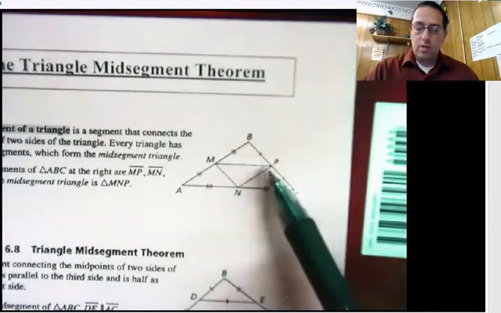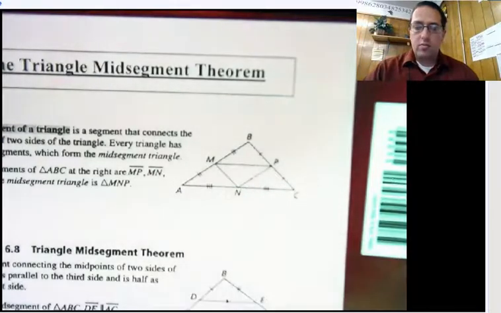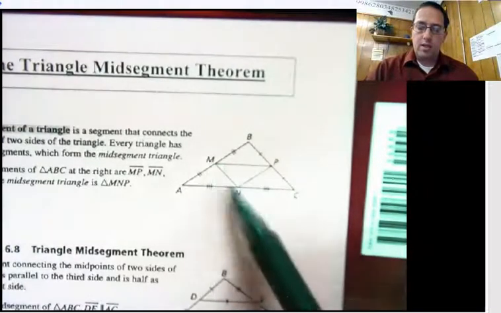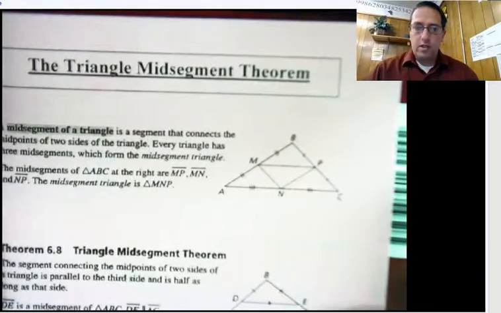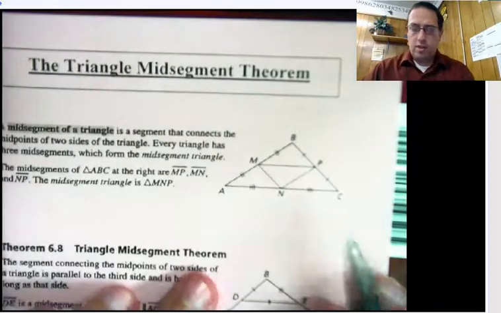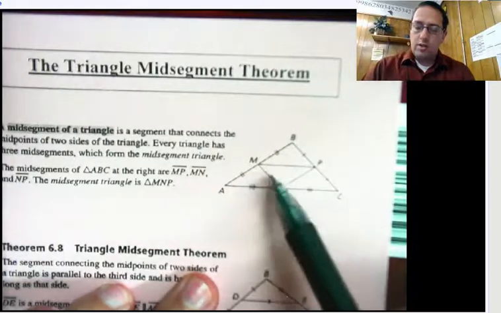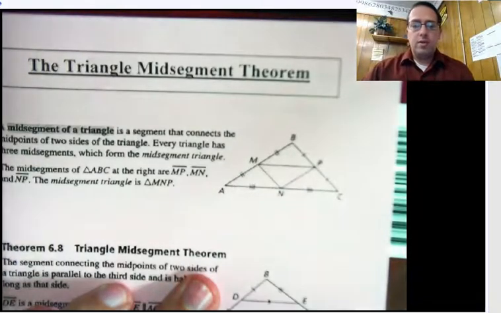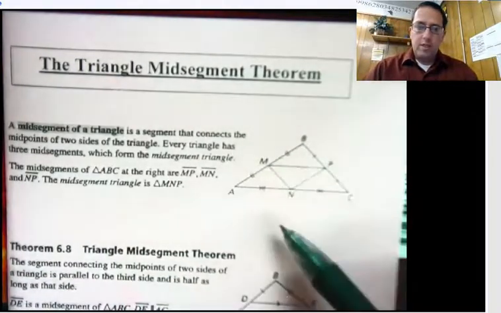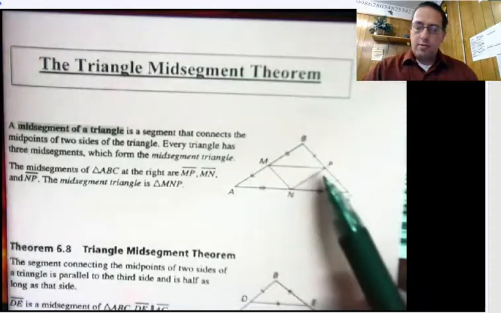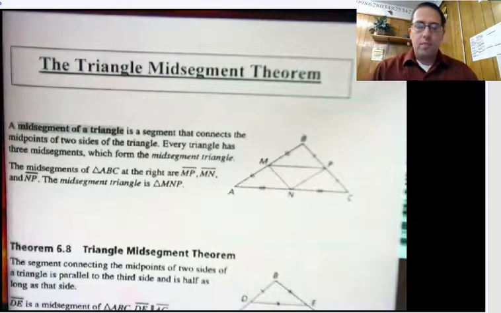N is also a midpoint, so we have more midsegments there. NP is a midsegment, MN is a midsegment. These are all midsegments. And we notice that these three midsegments make a triangle that looks very similar to the other triangle. This triangle made up of midsegments is called the midsegment triangle. So we have triangle ABC and midsegment triangle MNP. That's lovely. What can we do with it?